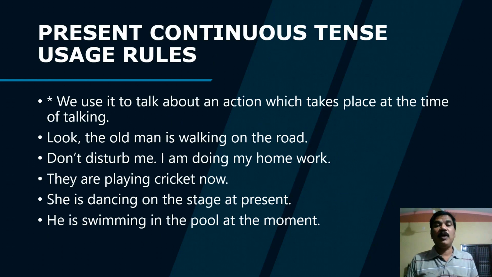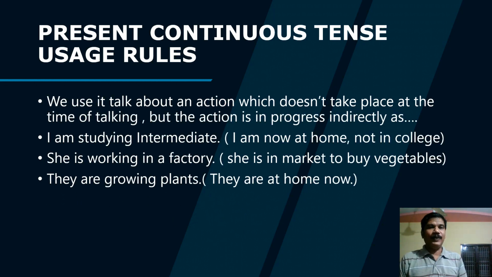We use it to talk about an action which takes place at the time of talking, time of speaking. See some examples to understand present continuous tense. Look, the old man is walking on the road. Don't disturb me. I'm doing my homework. They're playing cricket now. She's dancing on the stage at present. He is swimming in the pool at the moment. Second rule: we use it to talk about an action which doesn't take place at the time of talking.